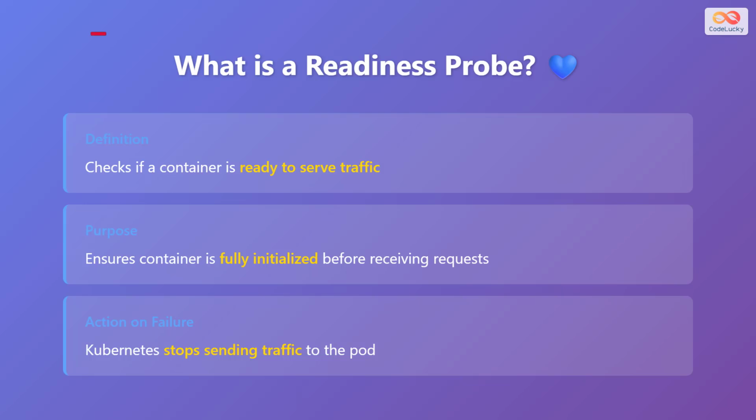Now let's talk about readiness probes, which serve a different but equally important purpose. A readiness probe checks if a container is ready to serve traffic. This is especially useful during startup when your application needs time to initialize, load configurations, or establish database connections. When a readiness probe fails, Kubernetes doesn't restart the container. Instead, it simply stops sending traffic to that pod by removing it from service endpoints. Once the probe succeeds again, traffic resumes. The readiness probe answers, can this container handle requests right now?